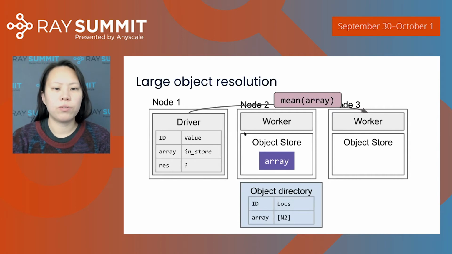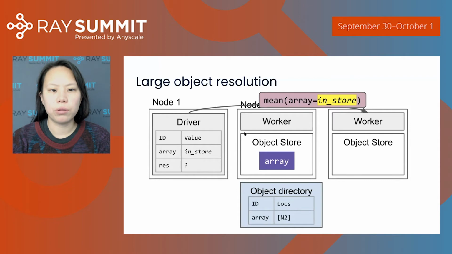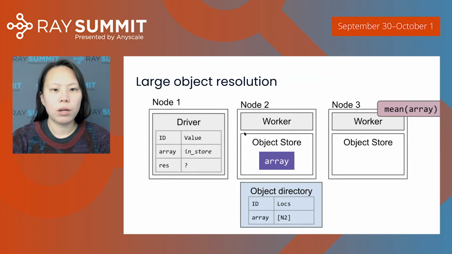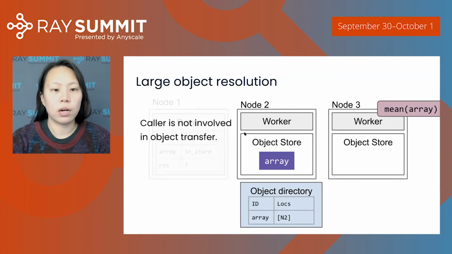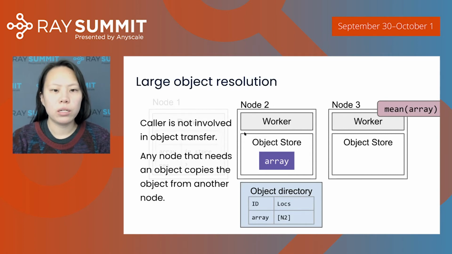We'll send the task over like before, but this time we'll also attach a message saying that the array can be found in the distributed object store, and that will let the worker on node 3 know where to find the object. From here on, the caller is no longer involved in the object transfer. This is to reduce the bandwidth that's needed at the caller. So even though the caller can specify data dependencies through object refs, it doesn't have to ever see the object data. Instead, each node that needs the object will copy it directly from another node.